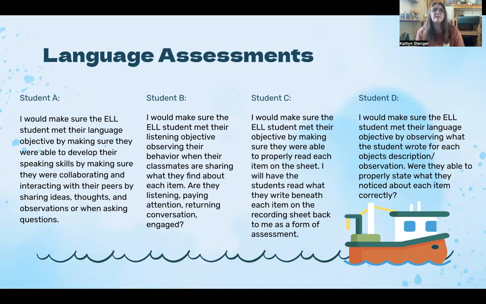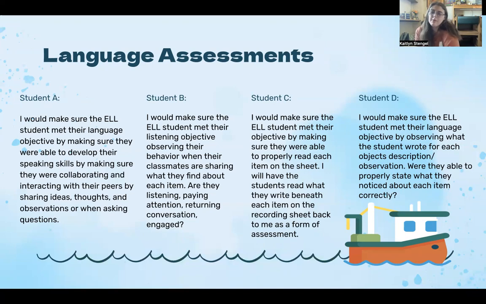So for instance, if a student said that the metal piece observed is rather rough, and the student says, actually, no, this is smooth, are they able to return that conversation and be engaged by saying, actually, I think that this item is smooth instead of rough? For student C, I would make sure that the ELL student met their objective by making sure they were able to properly read each item on the sheet.